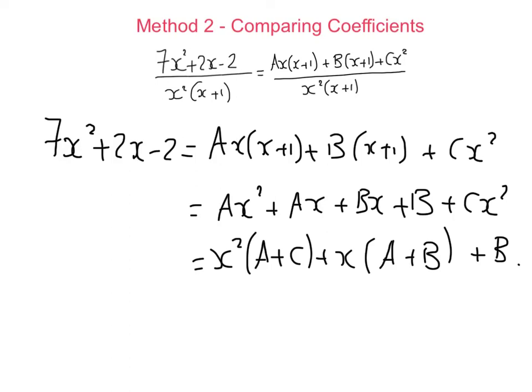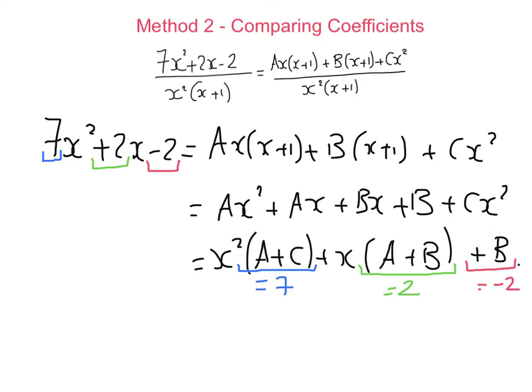Comparing coefficients is, well, literally comparing coefficients. Coefficients are numbers in front of things. So for example, the number in front of x squared is 7. So given that these are the same, the number in front of x squared must equal 7. And the number in front of x is 2, so the number in front of x must equal 2. And the number on the end, the coefficient of no x's, is minus 2. So the number on the end here must be equal to minus 2. Okay, b is sorted, b is minus 2.